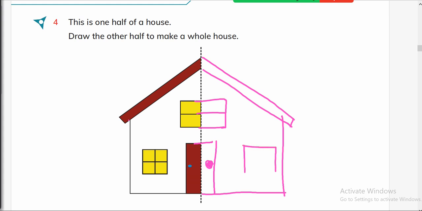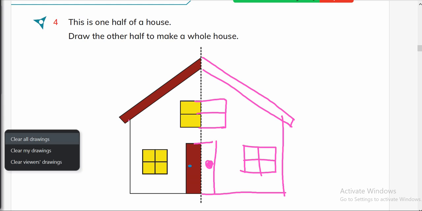And then this window, and it was very easy to draw. So we are done with the house. Color it in your books, then it will look more beautiful.